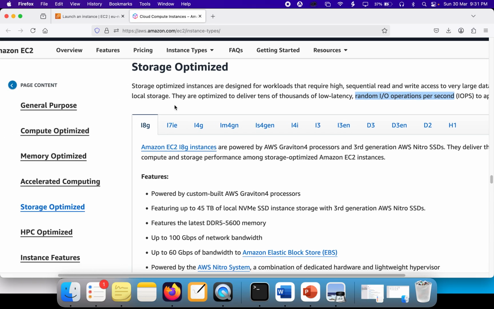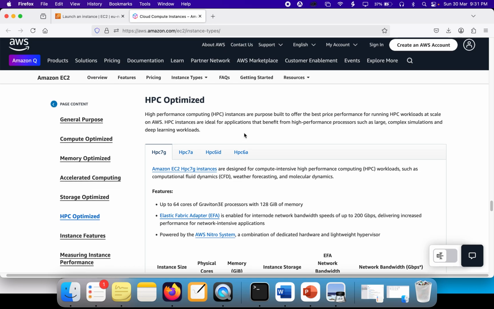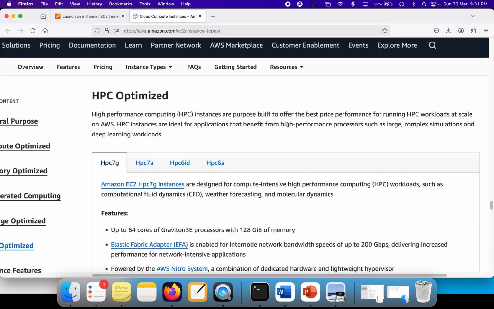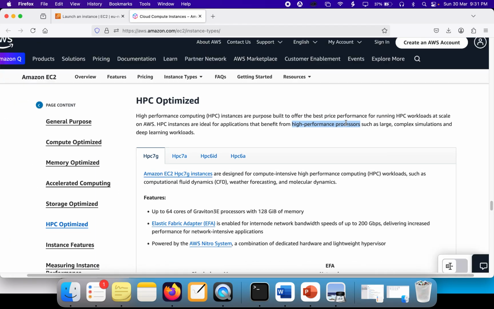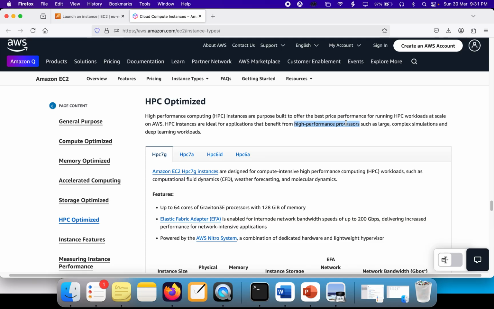So HPC optimized again. High performance computing optimized instances offer the best price performance for running high performance computing workloads at scale. These instances are ideal for applications that benefit from higher performance processors. If you're doing complex advanced calculations, for example rocket science, or higher processing to calculate a large number of numbers, then for these kinds of operations you can use HPC optimized.